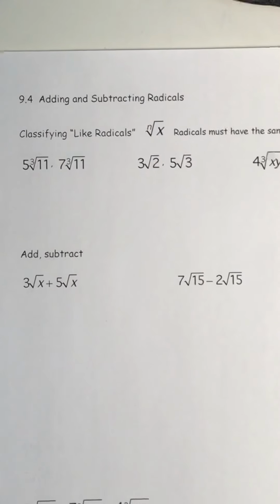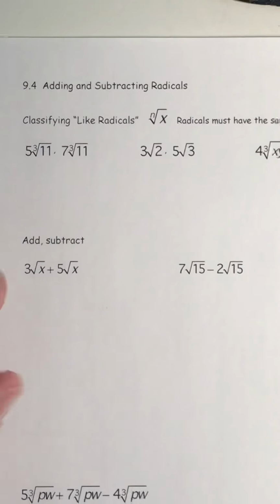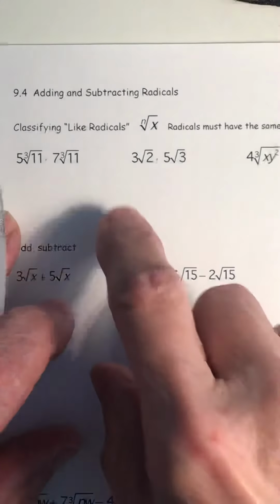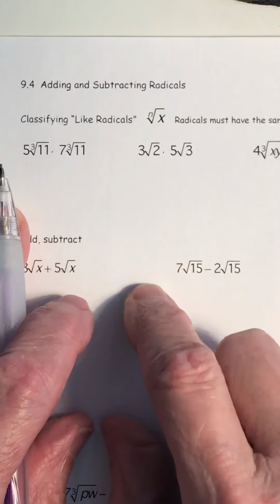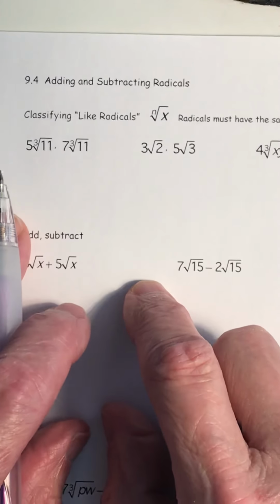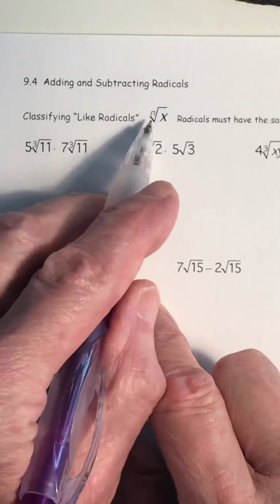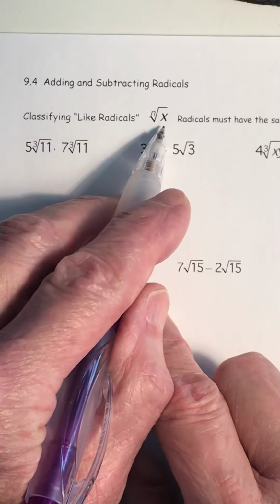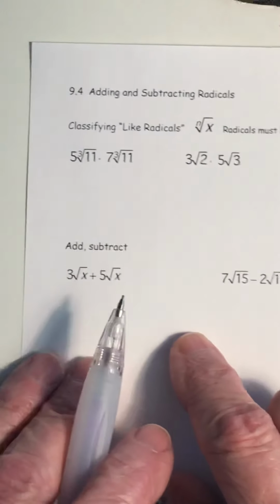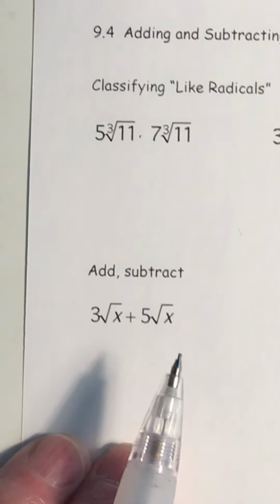Hello again, we're on page 4 and we're in chapter 9.4, adding and subtracting radicals. And just like terms, you have to have like radicals to be able to add or subtract. And by like radicals, we mean the index needs to be the same and the radicand, whatever's under the bracket, has to be the same. Looking at a few examples.